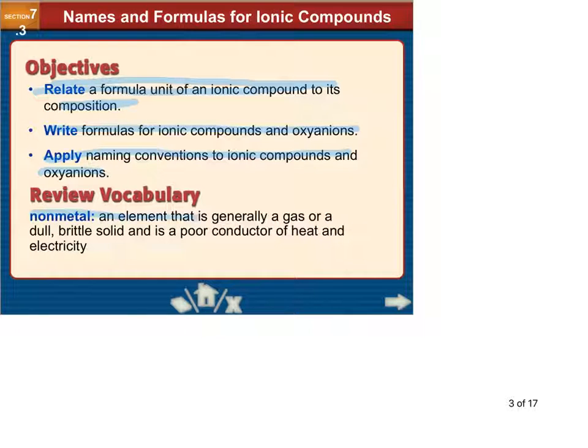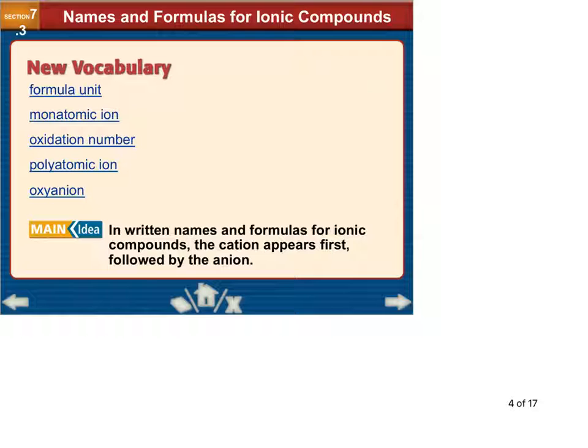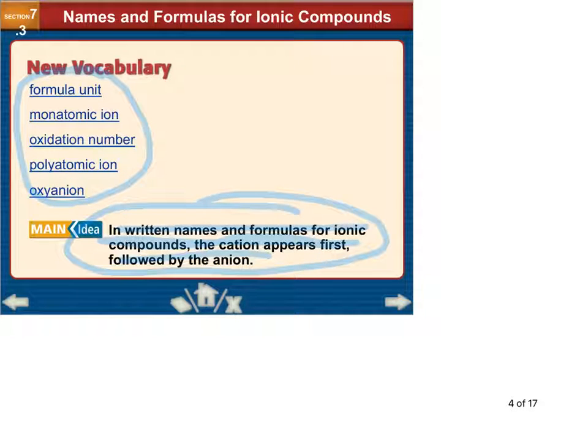Review vocab: a nonmetal element, generally a gas or a dull brittle solid, poor conductor of heat and electricity. New vocab we're going to have: formula units, monatomic ions, oxidation numbers, polyatomic ions, and oxyanions. Main idea: written names and formulas for ionic compounds. A cation appears first, followed by the anion. Very, very key concept. And it's always going to be cation, anion.